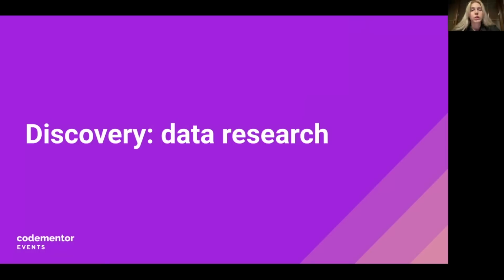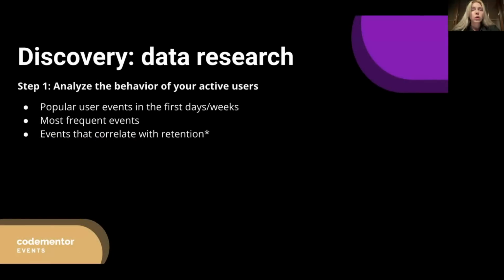Let's start with data research. The goal of the research is to define your activation event. Step 1, analyze the behavior of your active users. You can go to your analytics tool and find out what the most active users did during their first days, doing your product most frequently, and also you can try to find events that correlate with retention. This step is with an asterisk, as it is a complex task and demands a lot of data, but it is very useful, and if you have resources and capacity, I would definitely recommend doing this.